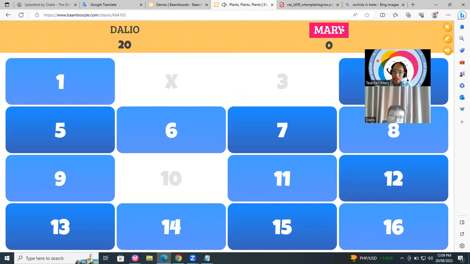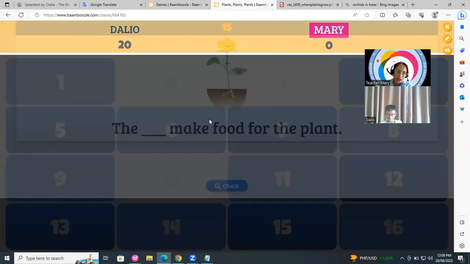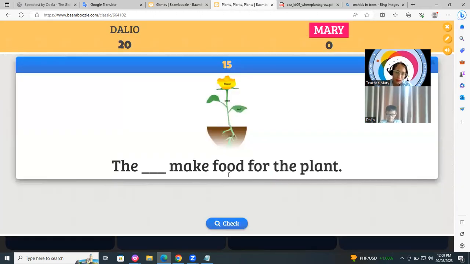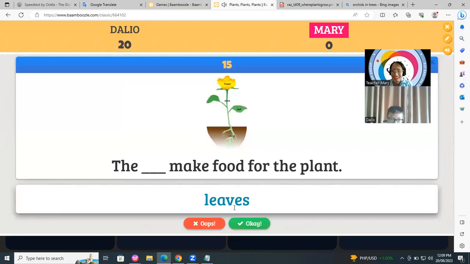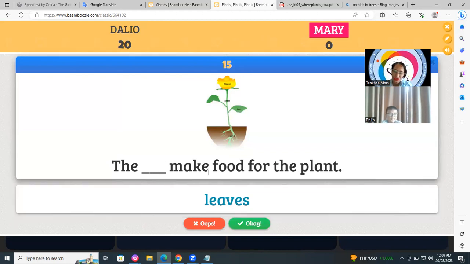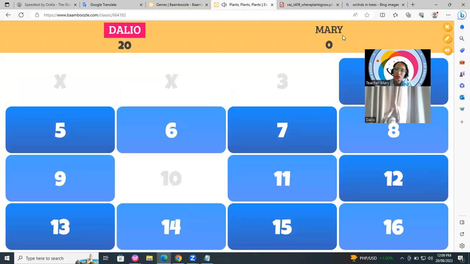Now my turn. I'll choose one. The blank makes food for the plant. The roots. I'm wrong. The leaves make food for the plant. Oh my God, I'm wrong. I've got zero. Now choose your number.